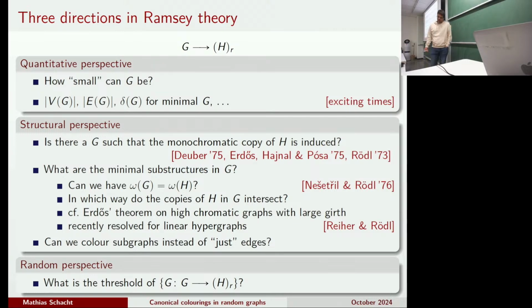And this threshold exists because this is obviously a monotone property. If I have more edges, I cannot destroy the Ramsey property. So there is some threshold probability when the random graph G(n,p) will have this Ramsey property with high probability. And of course, it must be non-trivial because the empty graph doesn't have the Ramsey property. Okay? And I will talk a little bit about this now. If there are any questions, just stop me anytime.